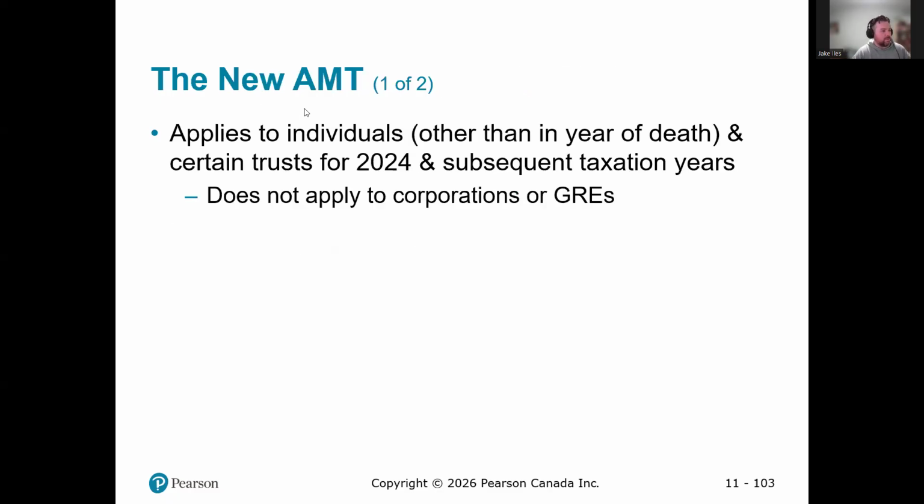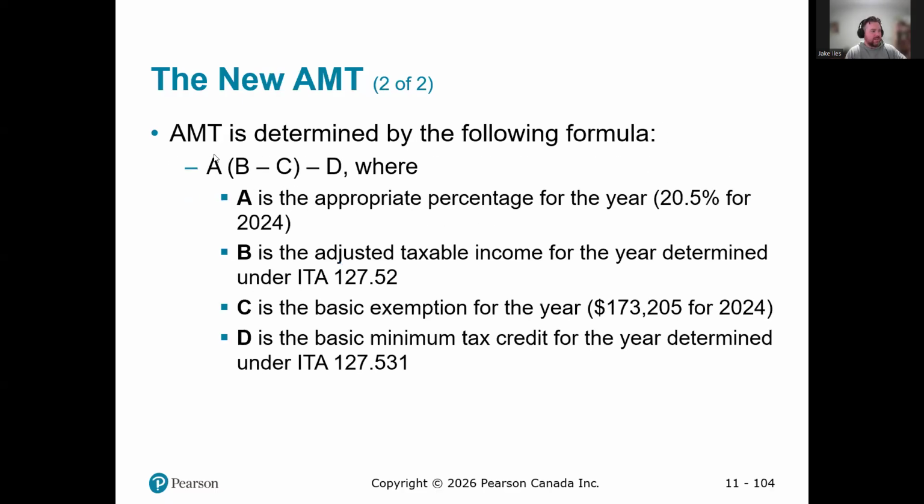So the new AMT applies to individuals and certain trusts for 2024. This course is focused on individuals. It does not apply to corporations. The AMT is determined by the following formula. A is the appropriate percentage for the year, which is 20.5%. B is the adjusted taxable income for the year. C is the basic exemption.